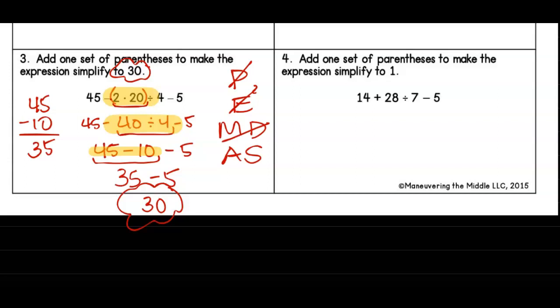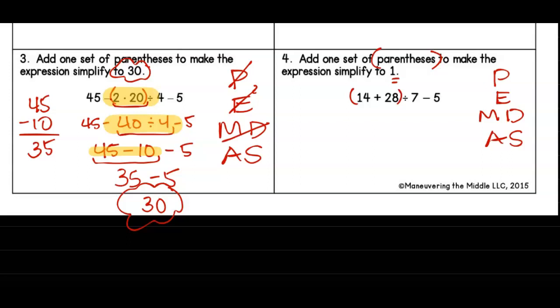Okay, it says add one set of parentheses to make the expression simplify to 1. Again, we need to write our rules of equations, order of operations. The first thing we're going to look at is parentheses. Well, let's place some, because they're telling us to put in a set of parentheses to change the outcome of this expression. I always tell kids to start from left to right. Let's take those first two values and put parentheses around them and see what happens.